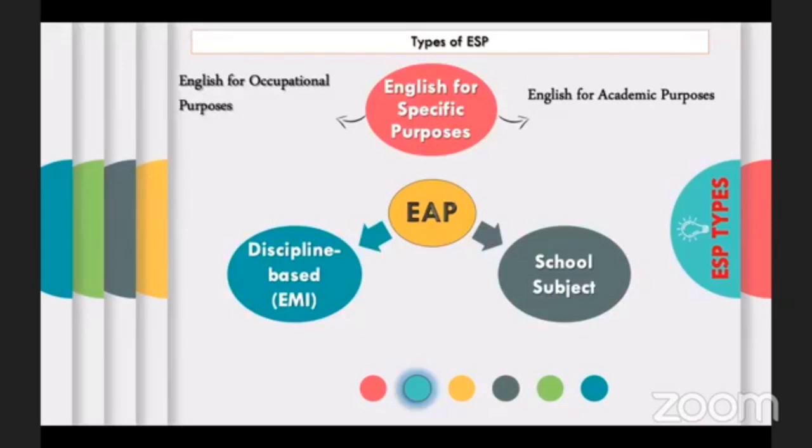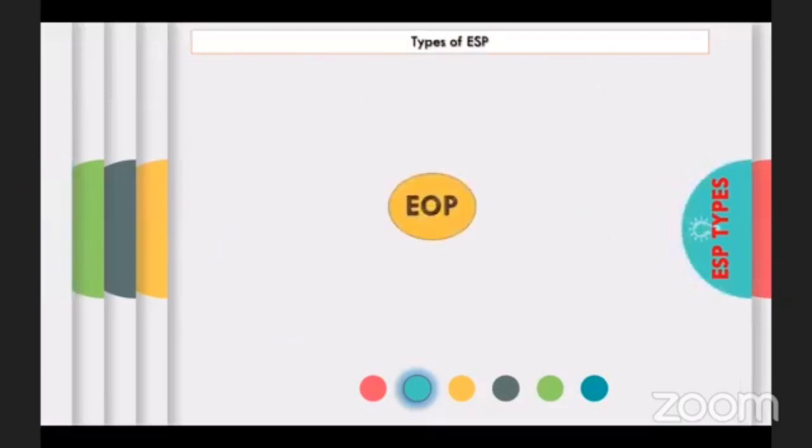But before I go on, let me give you the second division, which is school subject. I may give you an example. Mathematics is taught now in Algeria. Some mathematics terminologies are taught in French. So English as a school subject: mathematics in middle school and high school is taught in English. This is the example or the division of EAP. I'm explaining better.